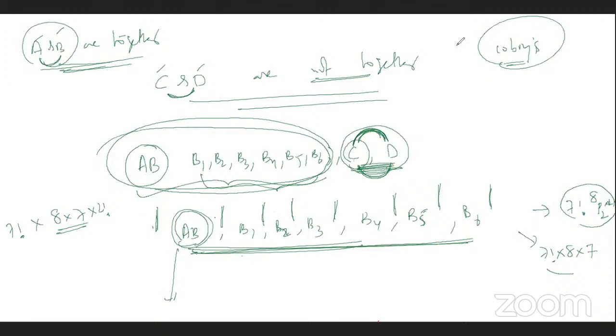That means we should write it like this. In order, we can write 7 factorial first. What is the 7 factorial in this? 1 unit is AB, into 2 factorial. Why is this 2 factorial? Arranging AB together. Next, 8P2.